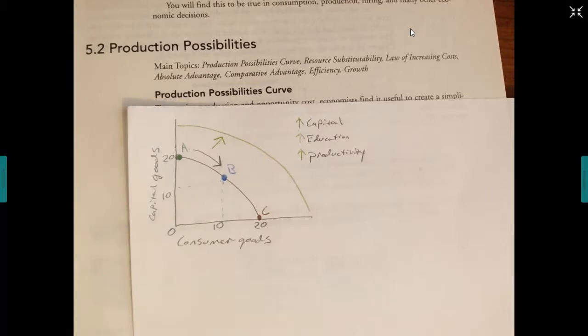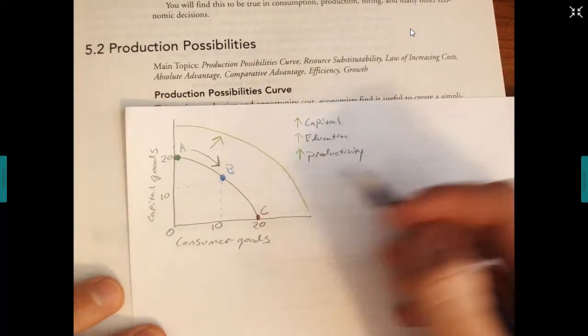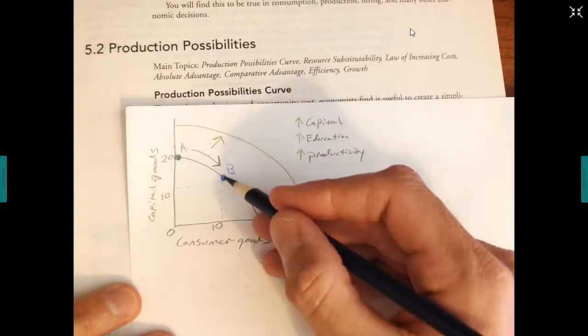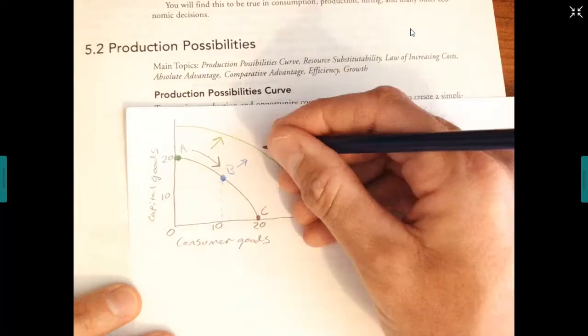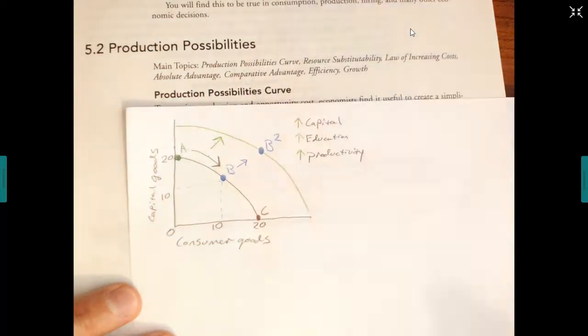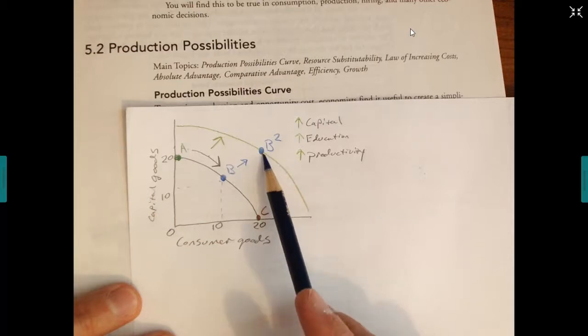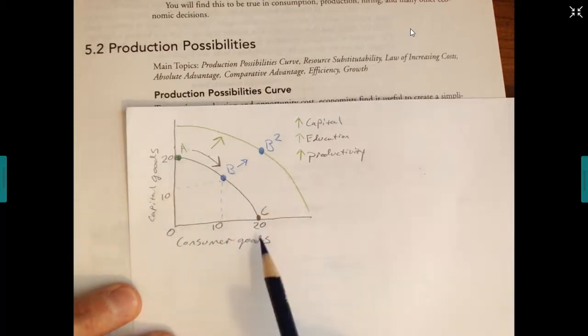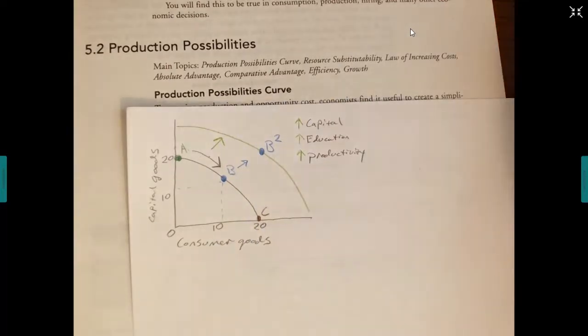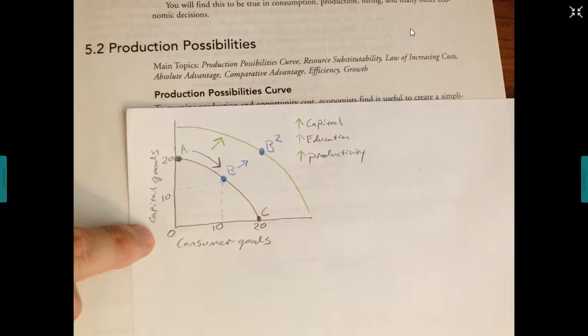And if the economy invested in capital, education, productivity, more technology that allowed for more productivity, then eventually, if we had this area here, we'll call this B2. At position B2, all of a sudden now we can produce 20 capital goods and 20 consumer goods. Why? Because the economy has grown overall. And we're going to try and figure out ways to grow the economy and the consequences of those stimuli. But that's what we're always trying to do, grow the economy in certain ways.